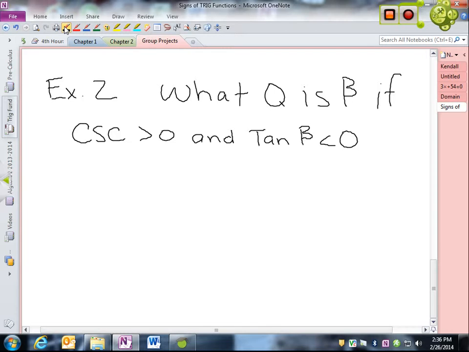Well, cosecant is the reciprocal of sine, so sine will be positive. Tangent is the reciprocal of cotangent. So that's going to be negative.